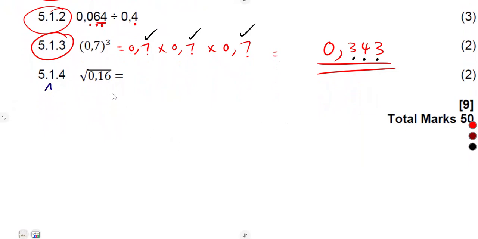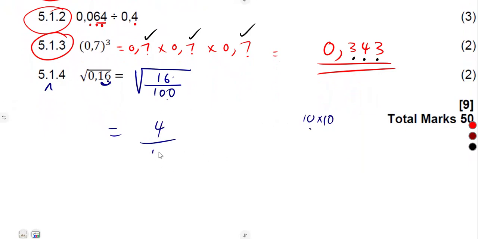All right, 5.14. The square root of this, it's easier also to have it as a fraction. 16 over what? How many decimal places? 2 decimal places. So that's over 100. What is the square root of 16? We know it. It's a 4. What about the square root of 100? 10 times 10 gives us 100. So the square root of 100 is 10.